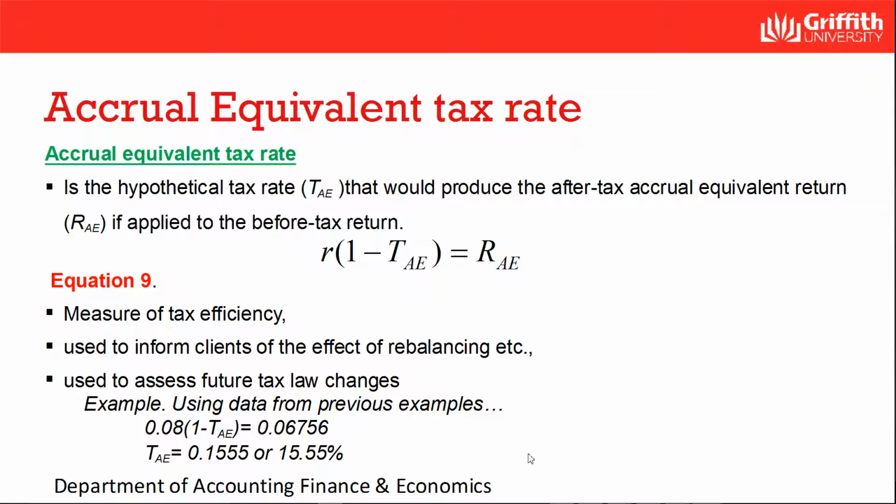Using data from previous examples, the return is 8% times (1 minus the tax rate on equivalent accruals) equals 6.75%. The hypothetical tax rate is equal to 15.5%. So that rate is much lower than the marginal tax rate on ordinary income and only slightly higher than the favourable rate on dividends and capital gains in that example, because a relatively small proportion, about 5% of the portfolio's returns, is generated from highly taxed income.